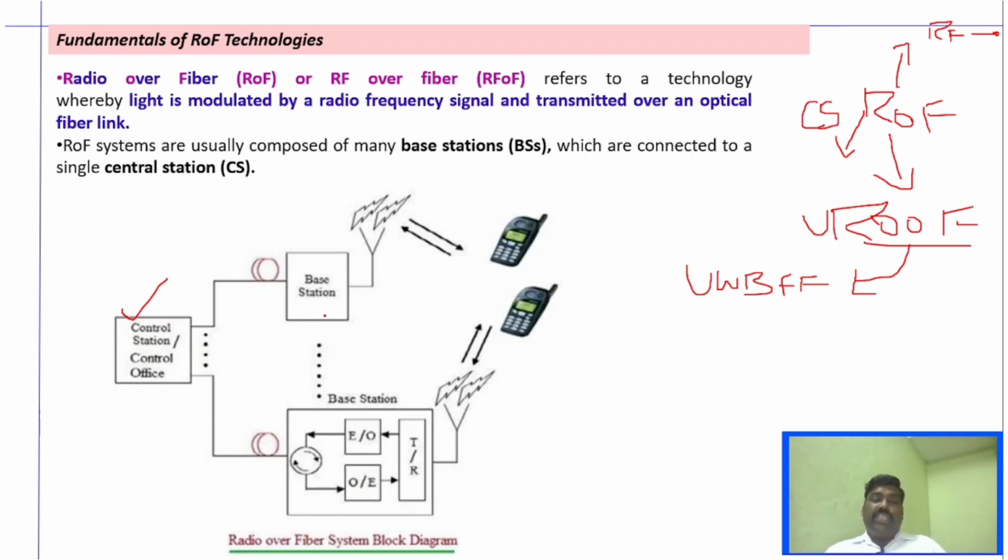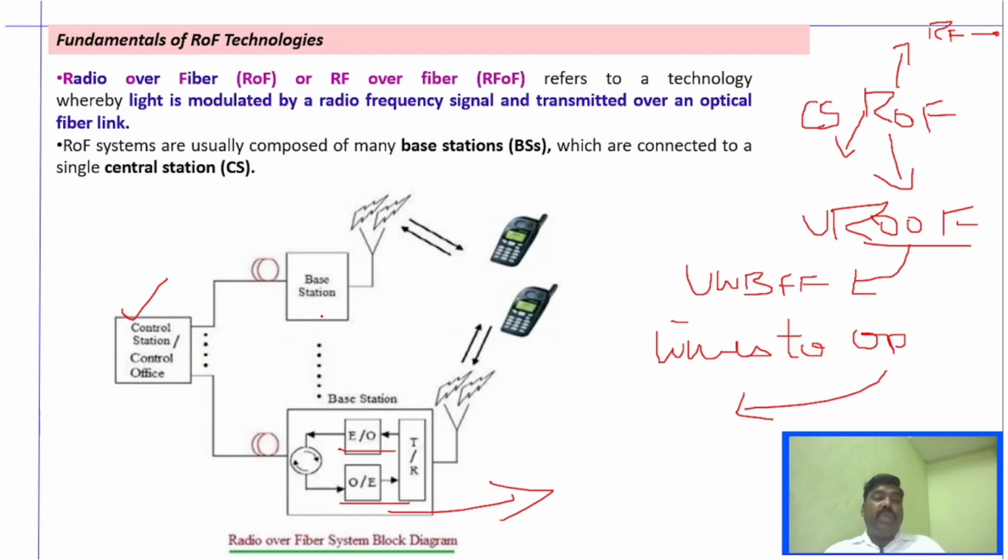And this base station, what is the working of this base station? The main working of base station is to convert the wireless signal to optical signal and optical signal to wireless signal. That is the main operation of this base station. You can see electrical to optical and optical to electrical conversion, right? And it will transmit and receive.